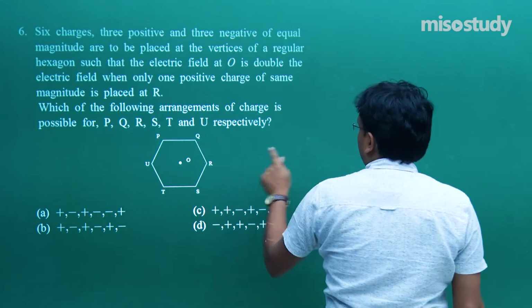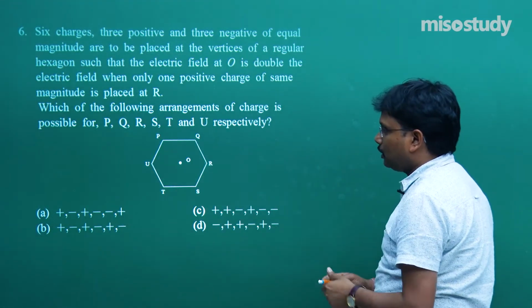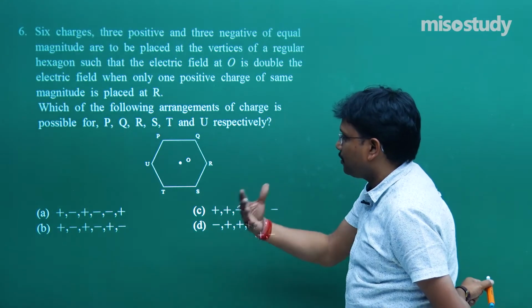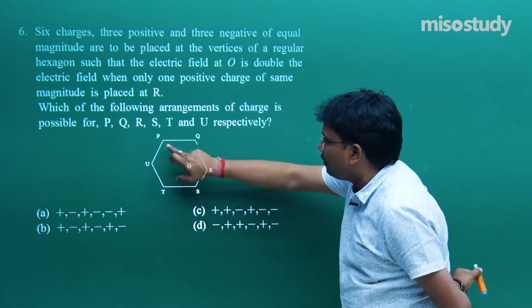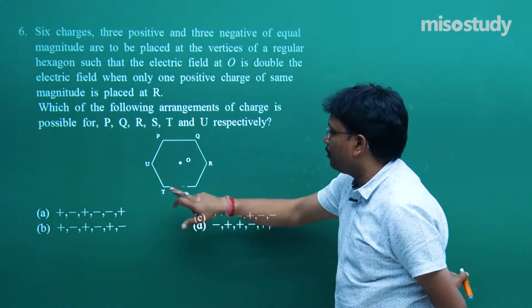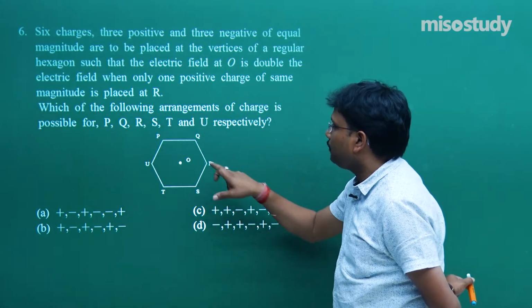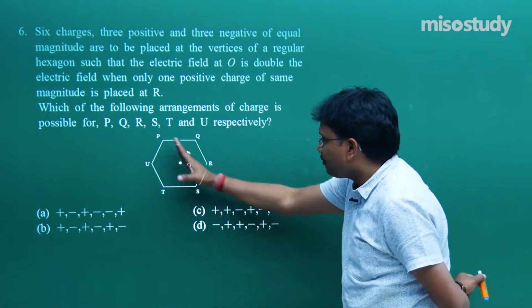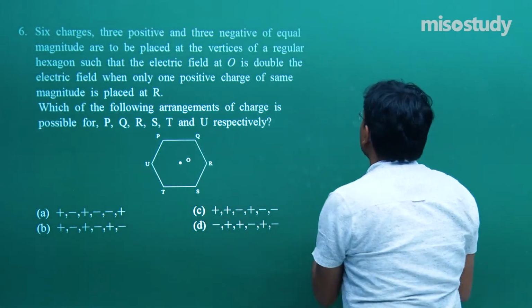Let's say E due to P and S. See, what are the possibilities? I simply started thinking that let's pick the charges and place them oppositely. Positive, positive, for example, negative, negative. Let's say for example, positive, negative, something like that. So it's better to place them like this.